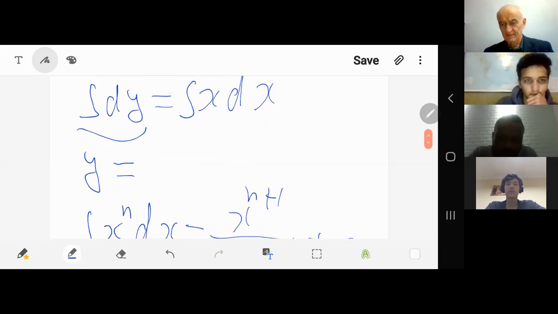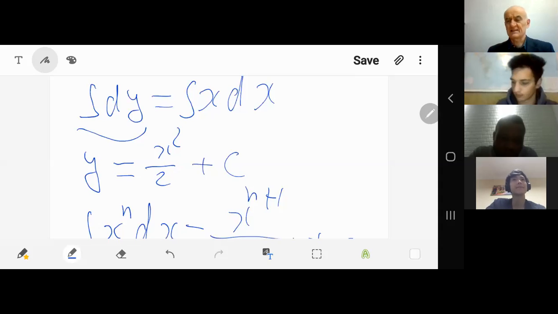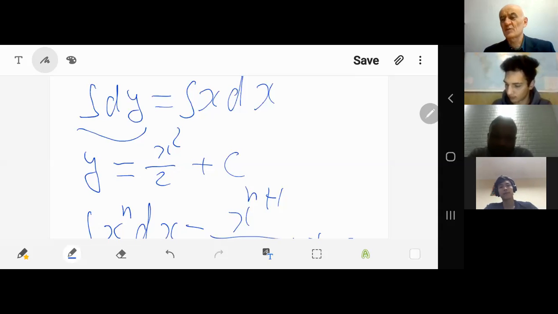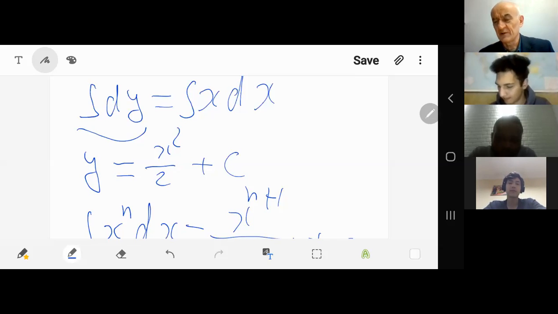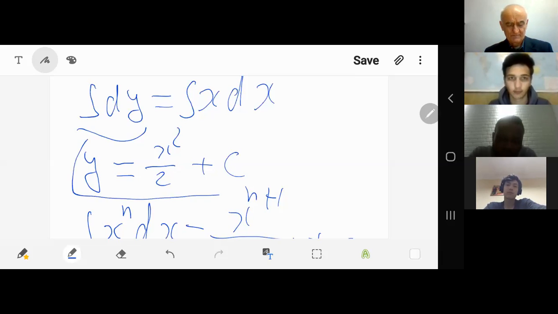And by this formula, we have n. In our case, n is 1. So we have x squared over 2 plus c. And this is the solution for this differential equation. So in the differential equation, we have the derivative of a function. And what should we find? We need to find the function. And we have just found it. This is our function.